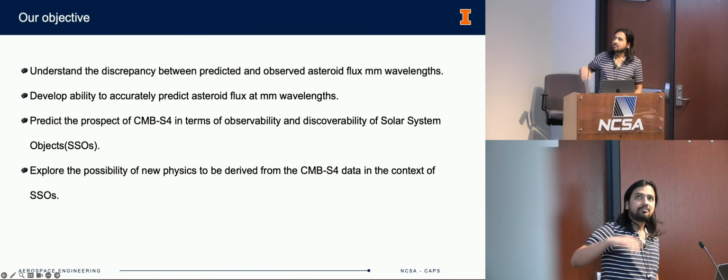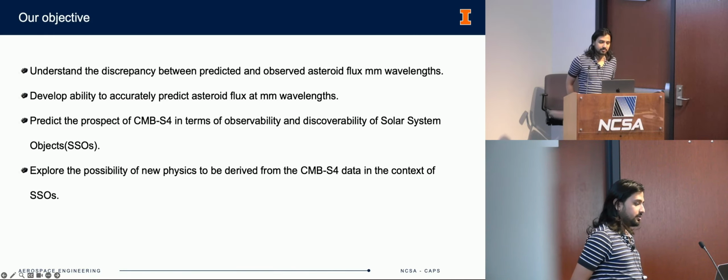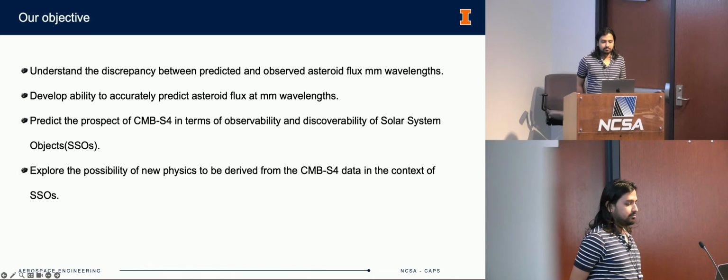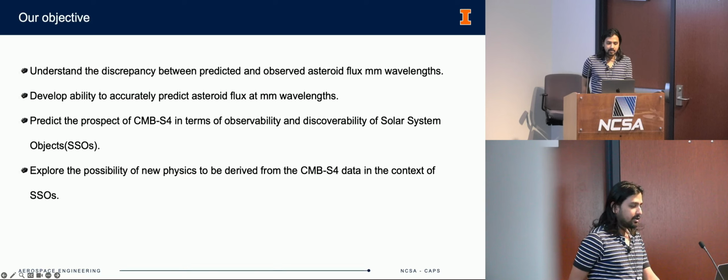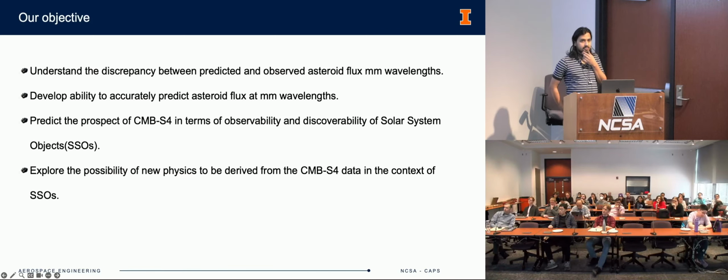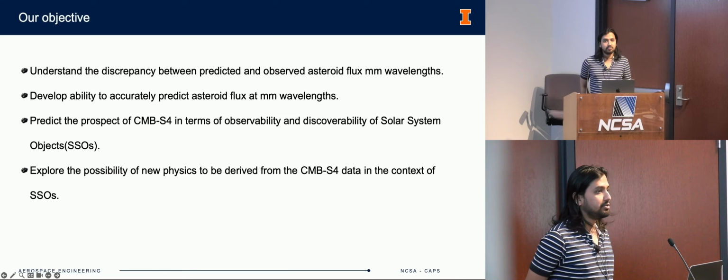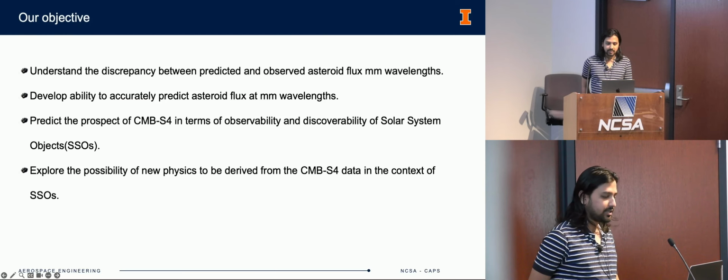So yeah, that's our objective. First, we want to understand why there is the discrepancy between the predicted and the observed flux in the millimeter. Once we understand, we will develop the ability to predict the flux at those millimeter wavelengths. And then CMB-S4 is coming in a few years. We want to predict the observability and discoverability in terms of solar system objects, like how many asteroids it is going to see, what it is going to see, and can it also detect new asteroids and maybe comets. And also explore what new physics we can get from there.